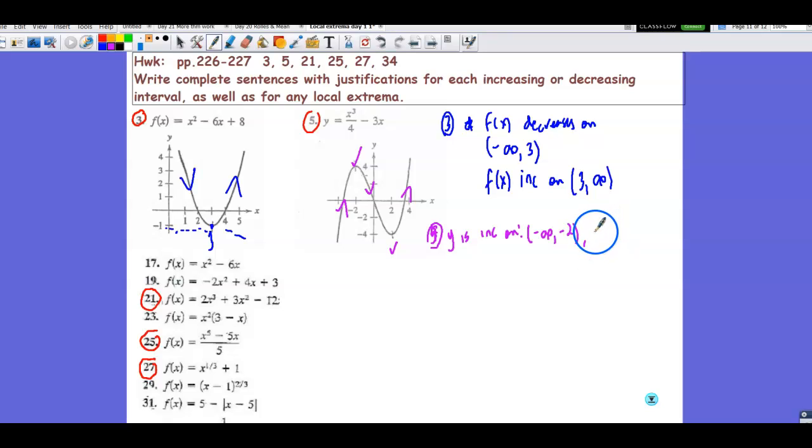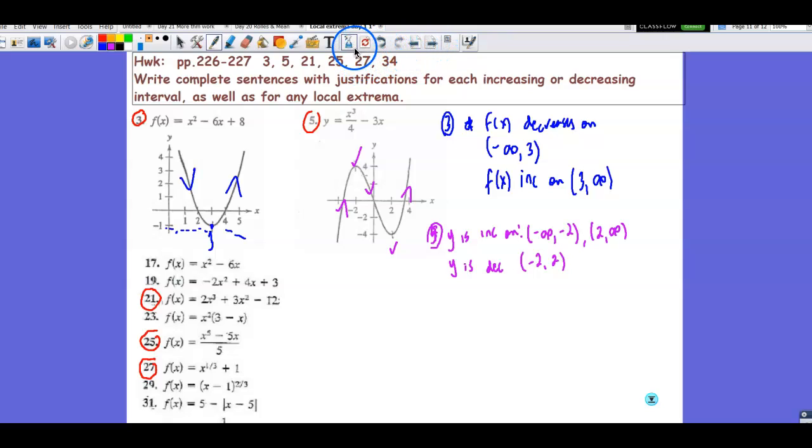And then the function y increases again, starting at 2 to infinity, and again, no justification is needed. We're looking at the original function, and we can see where the function goes up and down. The function y is decreasing on the interval from negative 2 to 2. All right, so just visual inspection. All right, let's go to the next problem.